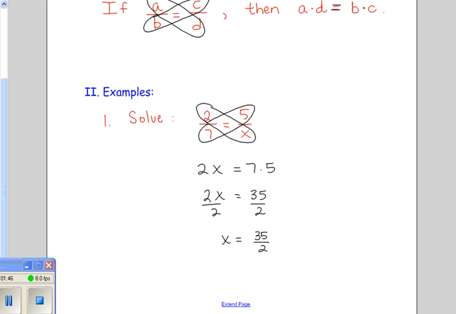Now you'll have to look at the computer. They may want you to have a decimal, but most of the time they do want the fractional answer. If it doesn't reduce, then you're finished. Okay, let's look at the next example.